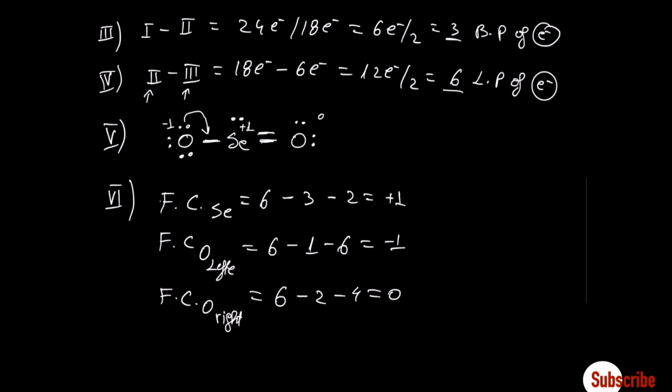And we are going to have a structure like this: oxygen, double bond, selenium, double bond, oxygen. Place the unshared electrons. In this case, the formal charge for selenium is 0, the formal charge for this oxygen is 0, and the formal charge for this oxygen is 0. So we see that in this way our compound is more stable.